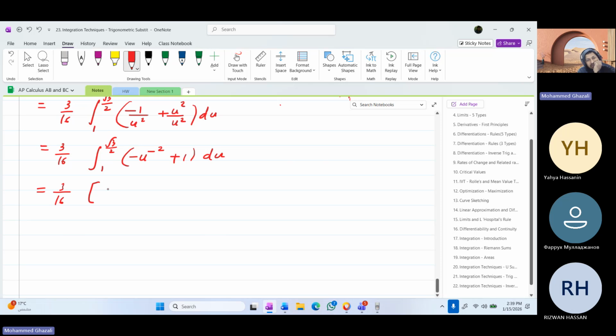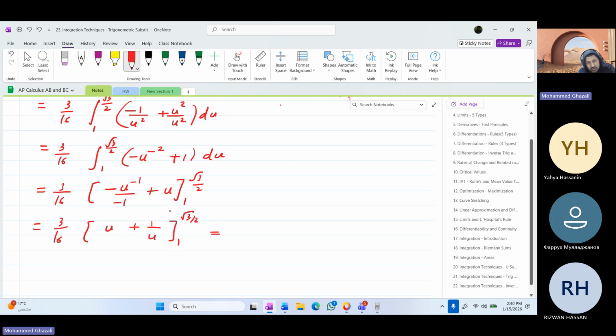Integrating this is going to give us u to the power negative 1 over negative 1 plus u, 1 to root 3 over 2. Let me simplify this inside so you can actually see what we are doing here. That is u, and the negatives cancel out, u plus 1 over u. That's it.